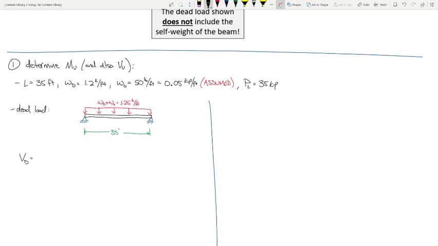So, how do we compute the maximum shear? How do we compute the maximum moment? Let's start off with moment. That one's probably one you're a little bit more familiar with. If I have a simply supported beam subjected to a uniformly distributed load, what is the maximum moment at midspan?